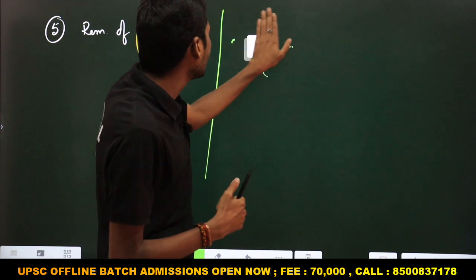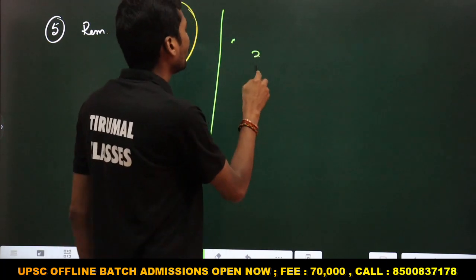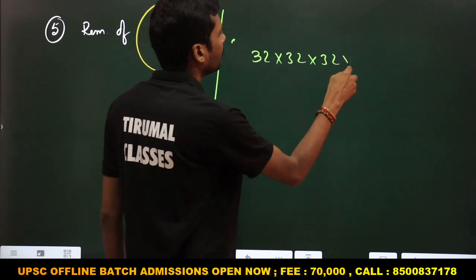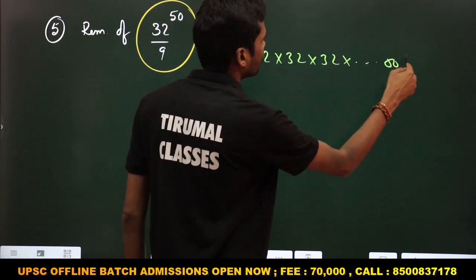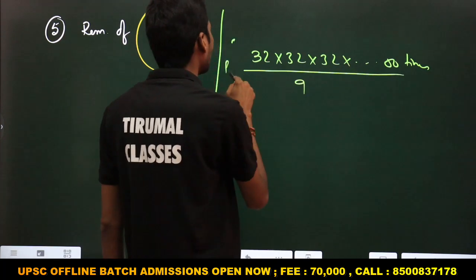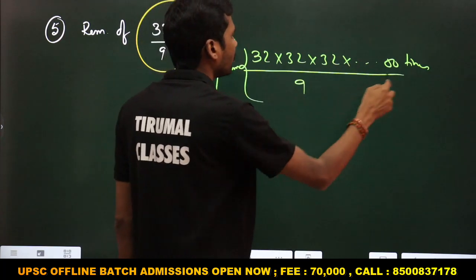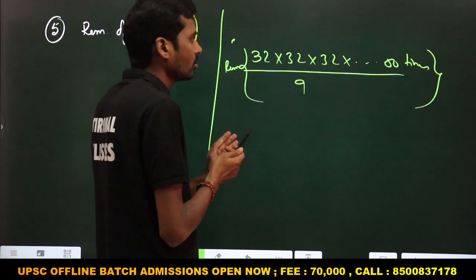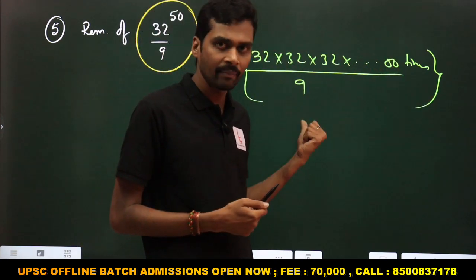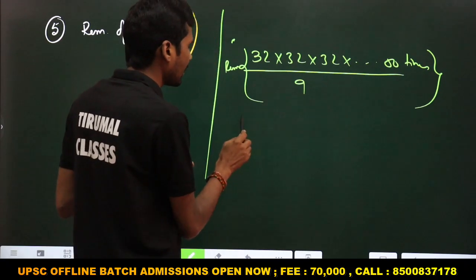So here, suppose I have 32 to the power of 50. So 32 can be written as what? 32 into 32 into 32 into, so how many times? 50 times, divided by which number? 9. So for the complete number, I have to find the remainder. Since the whole product is being divided by one single number only, can I divide like this? Can I write it like this?